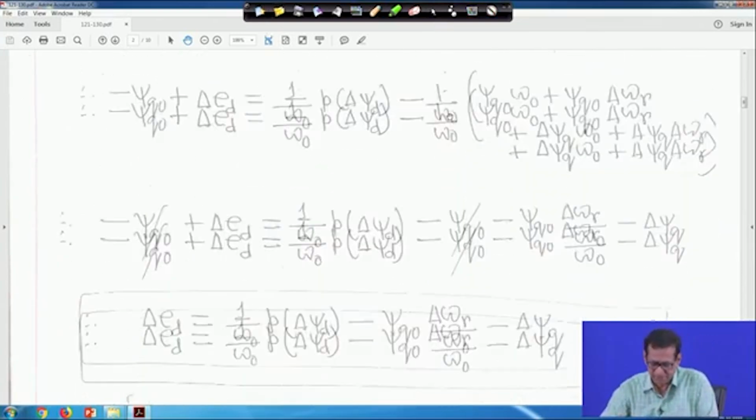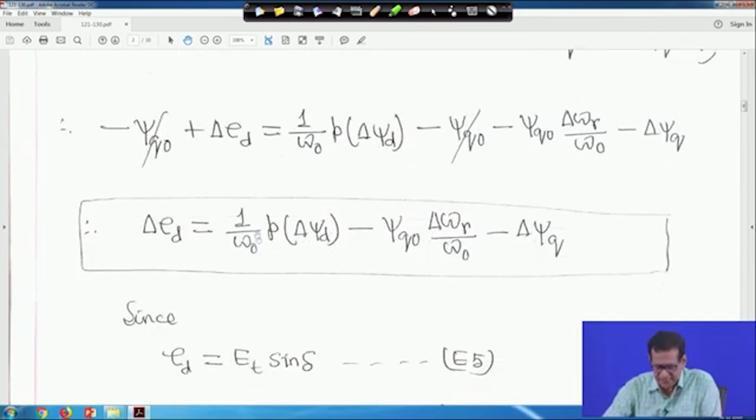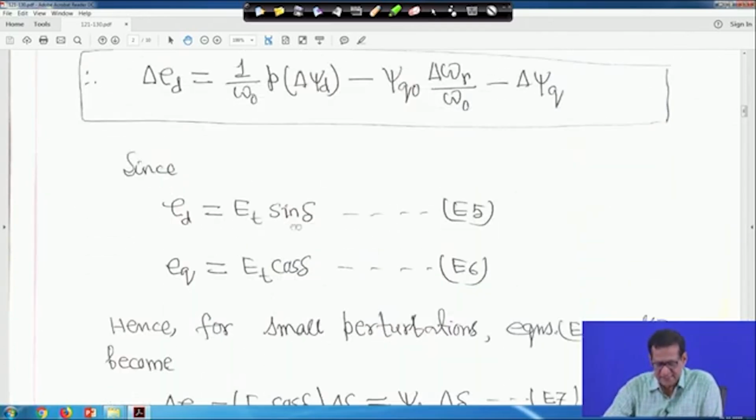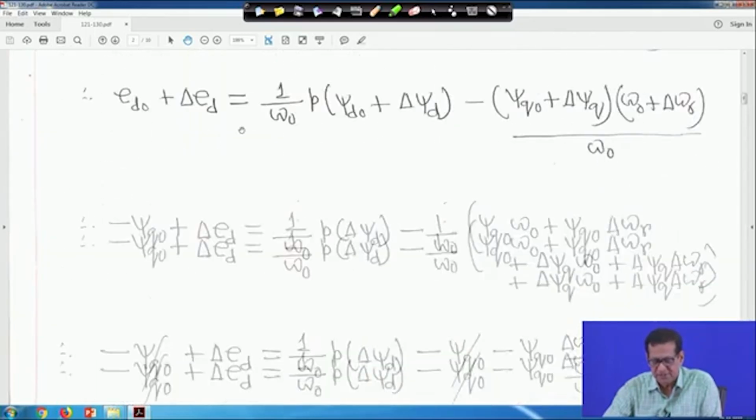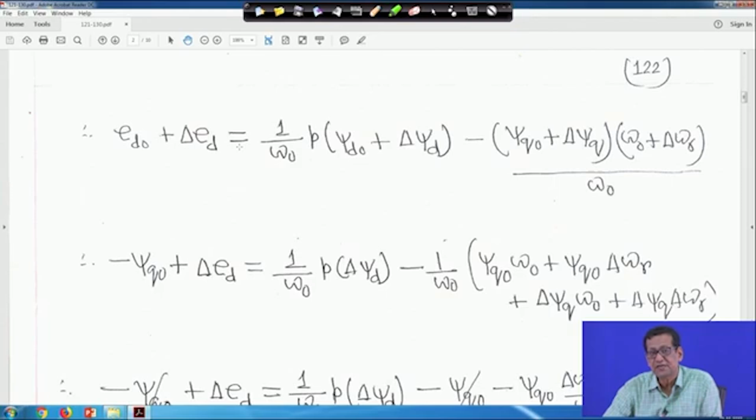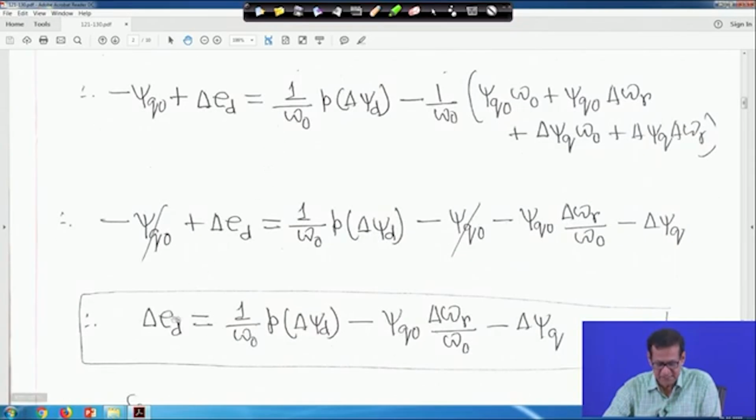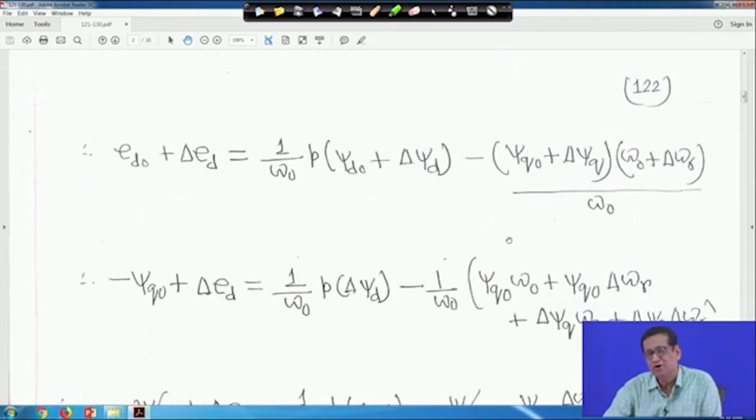Therefore, we can write delta Ed is equal to 1 upon omega 0 p delta psi d minus psi q0 delta omega r upon omega 0 minus delta psi q. No equation number is given here, right. Now, since Ed is equal to Et sin delta, in a similar way you can obtain delta Eq also. In the same way you will substitute in equation E2, that is Eq0 plus delta Eq, and you can get the expression of delta Eq, that will come later. I have not derived that directly, because I have shown your complete derivation, right.